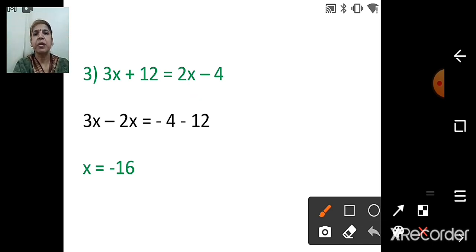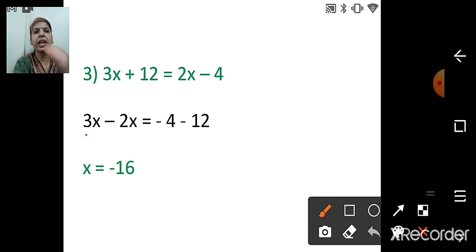What we have to do? We have to bring variables on one side. So variables on one side means 2x will come to the other side of the equality. This is the equality. So 2x we will bring to the left hand side. And when 2x is brought to the left hand side, it is given addition. No sign is seen. Can you see any sign here with 2x? No. So it is understood. It is positive 2x. So it will come to the other side as negative 2x.